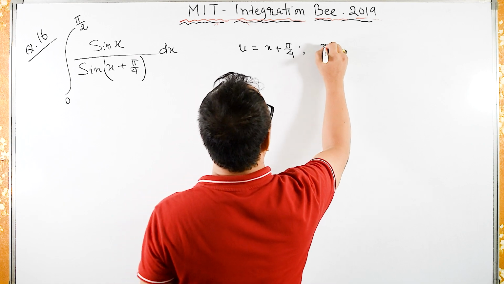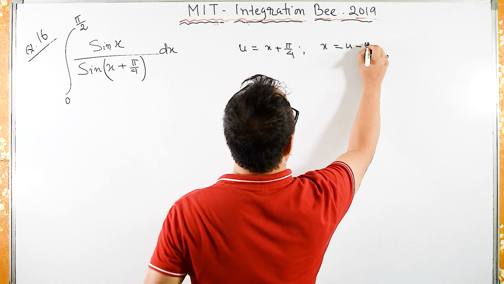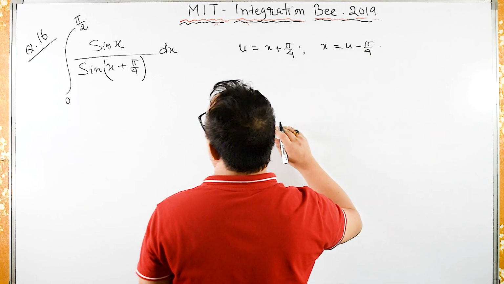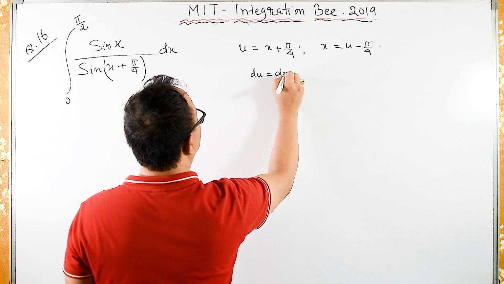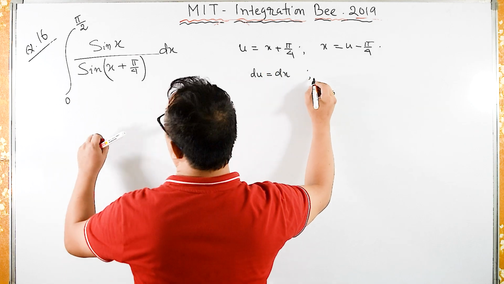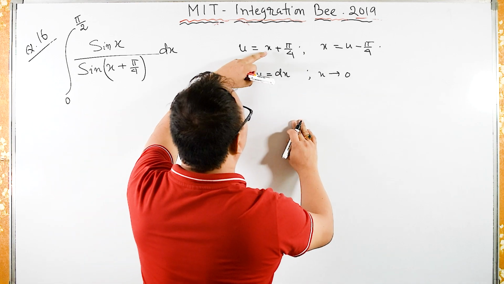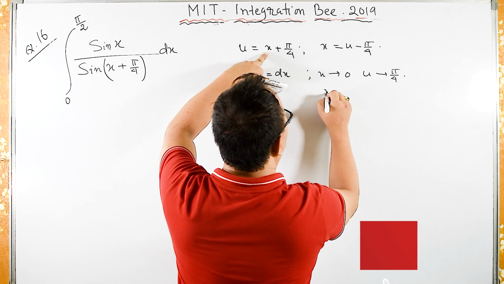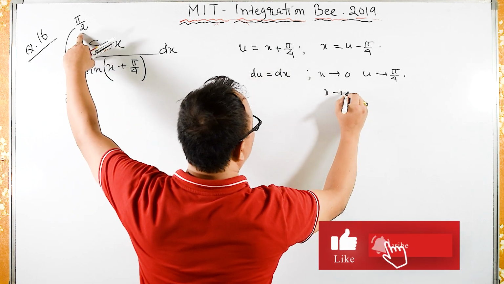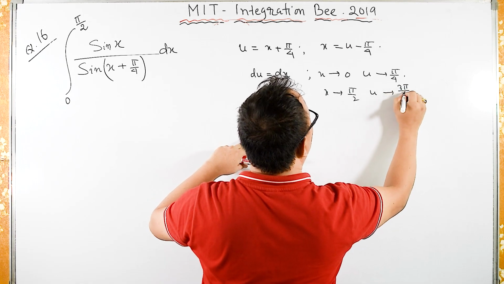Then what is my x? x equals u minus pi by 4. Okay. Now what is my du? du is the same as dx. And what about the limits? When x tends to 0, then u tends to pi by 4. When x tends to pi by 2, then u tends to 3 pi by 4.